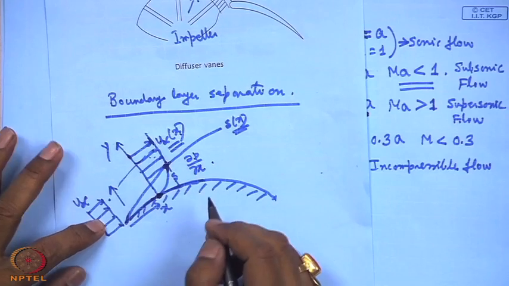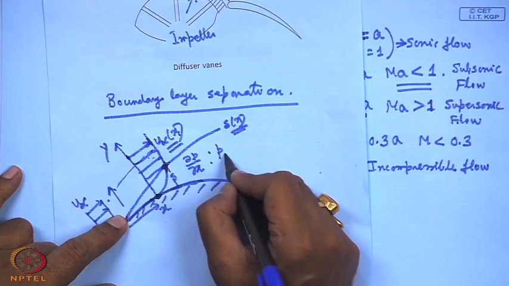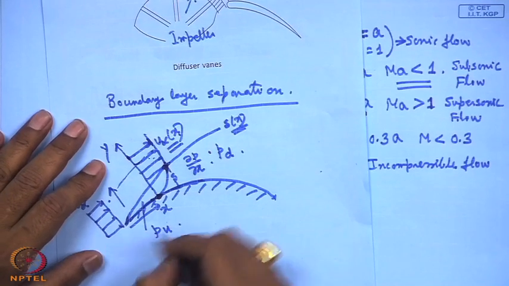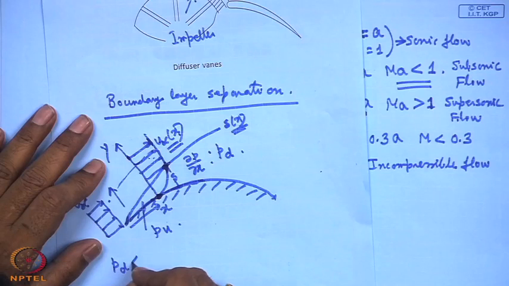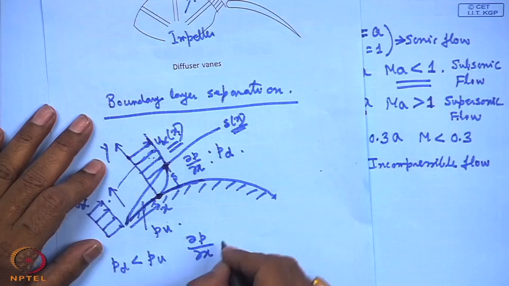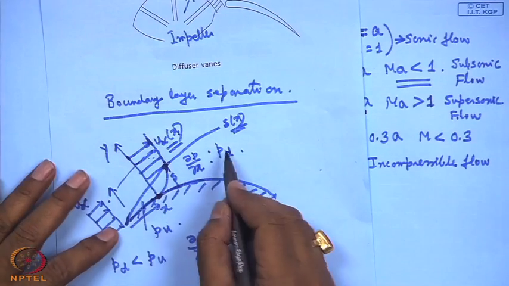Now, let some typical downstream section pressure be p_d and some typical upstream section pressure be p_u. When the pressure at the downstream is less than p_u, in mathematical terms we say that del p del x is less than 0, because x is increasing in the direction of flow.